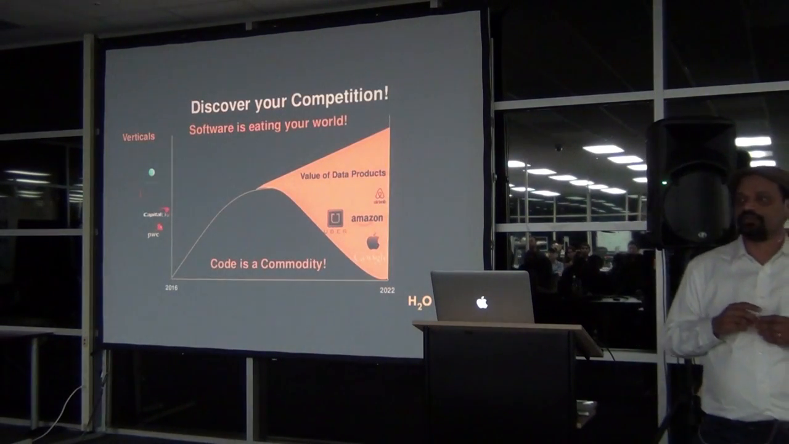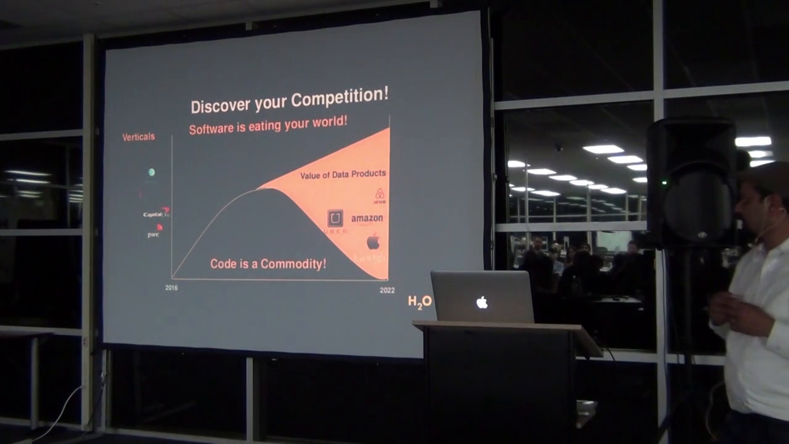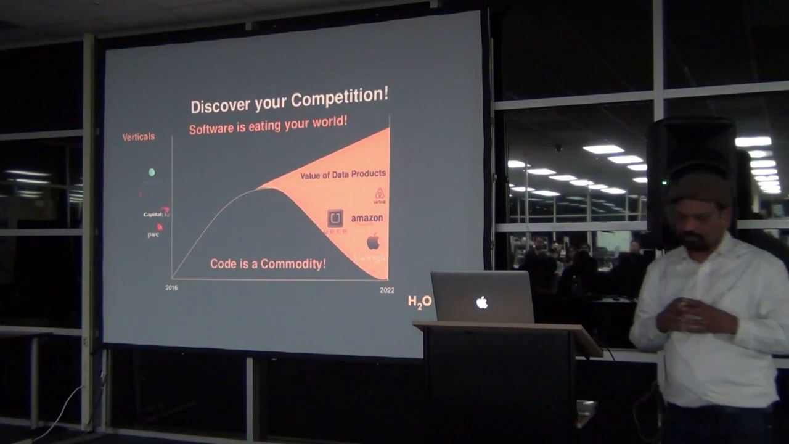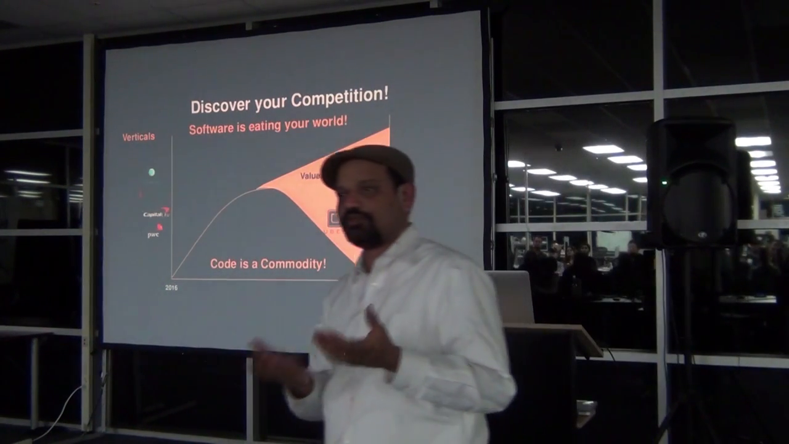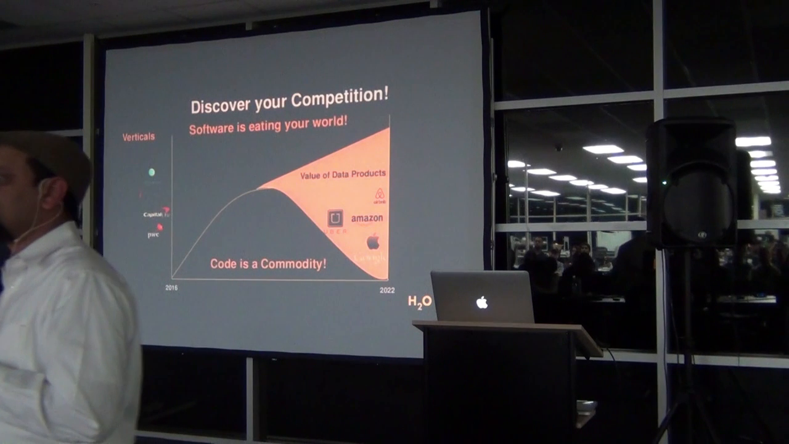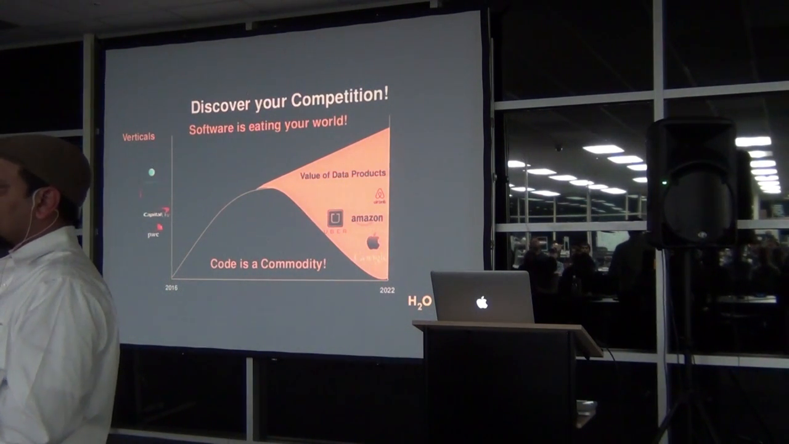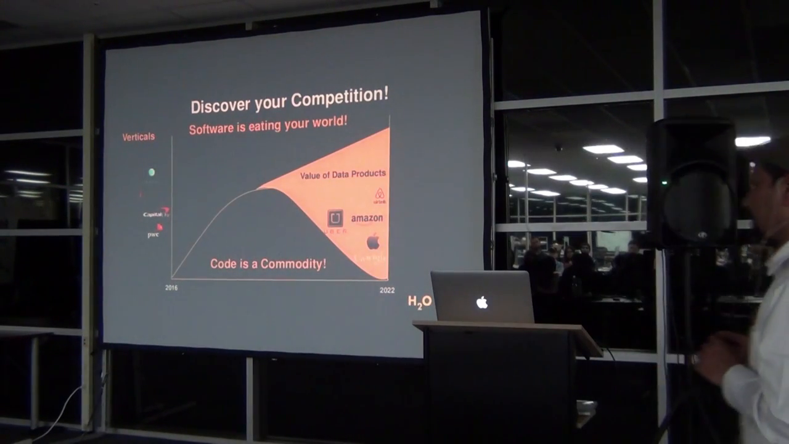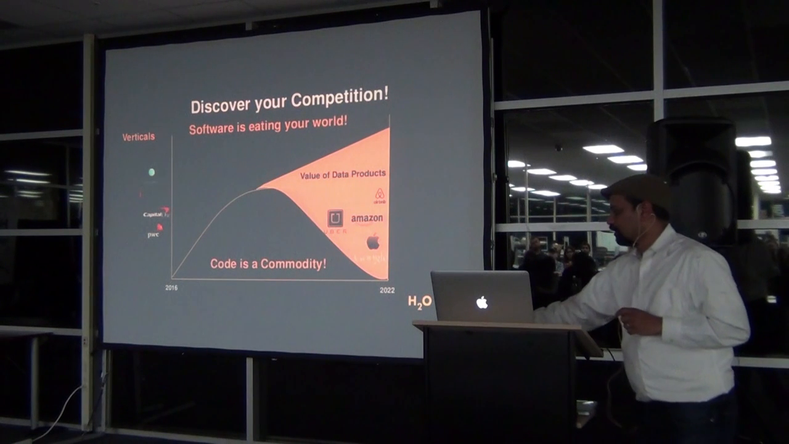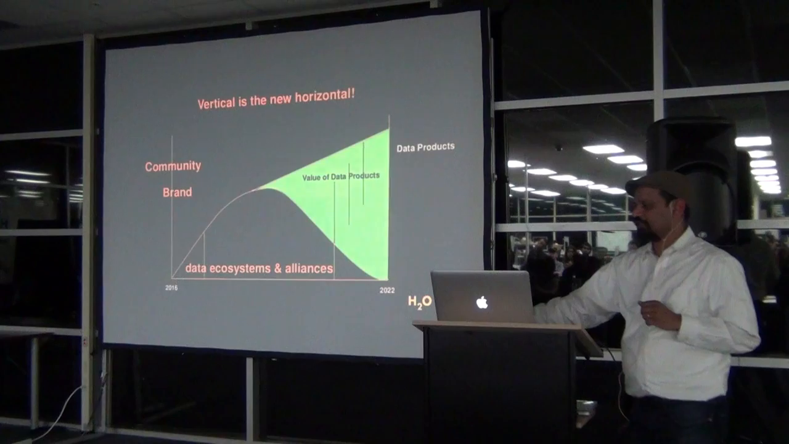Especially if you're a vertical company, you're very likely looking at ways to go horizontal. What does that mean, really? If you're in a software company or an insurance company today, you're really focused on how to build a community and defend a community. And that's the core theme behind data products. Vertical is the new horizontal.